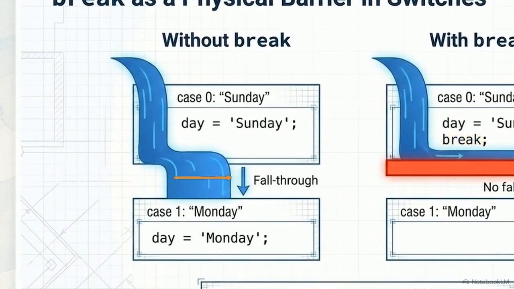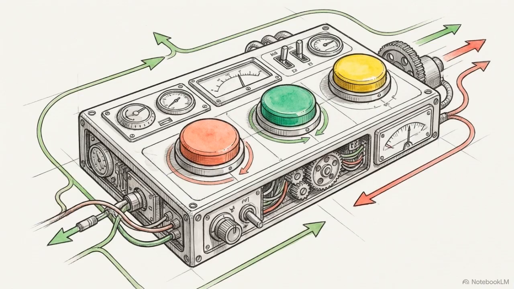This comparison demonstrates another critical use for break inside a switch statement. Without a break command, a switch suffers from fall-through. It blindly executes every subsequent block of code below it, like water flowing downstairs, even if the values don't match.